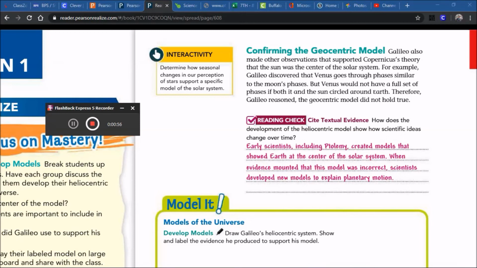So these early scientists were looking at different things. For instance, in this paragraph right here, it talks about how Venus went through all of its phases. So just kind of like our moon changes over time, it almost appears like the shape changes. It's because certain areas of the moon are lit up while others are not, because the Earth is going around.